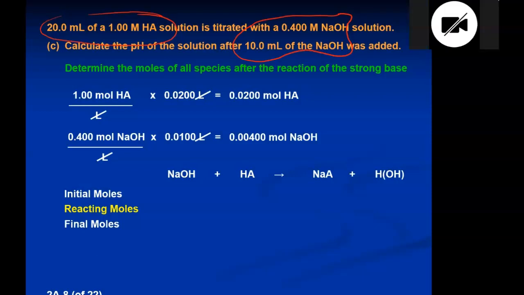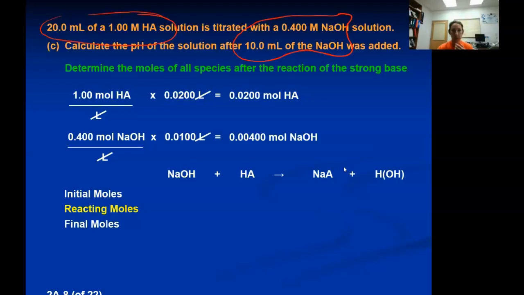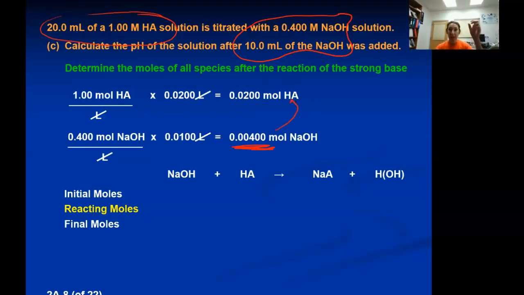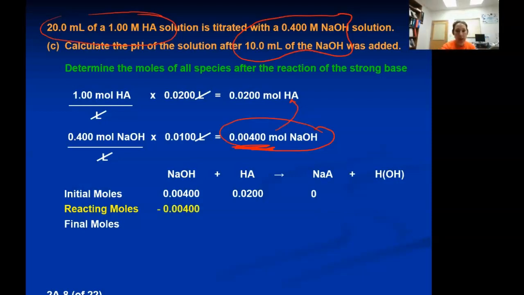Okay, let's go over this one. So for your moles table, here's the moles we started with of our HA. Here's the moles of NaOH. So we're adding this many NaOH moles to that moles of HA. So HA is going to go down by this amount, because the base is going to react with the acid. So here's the amount it goes down by.